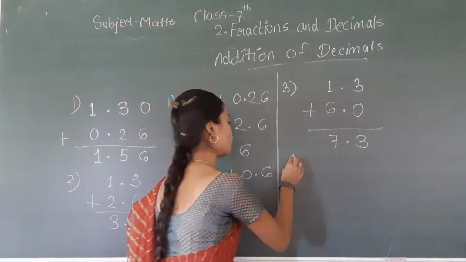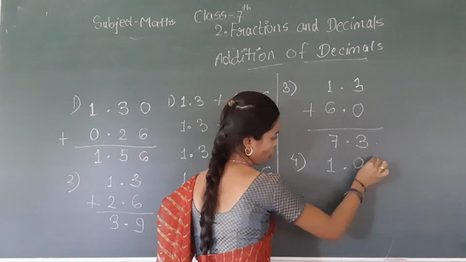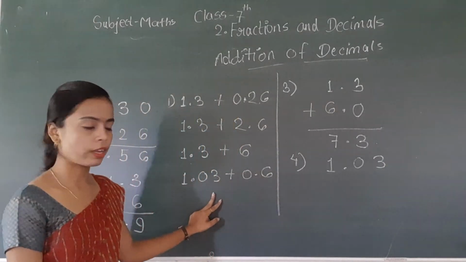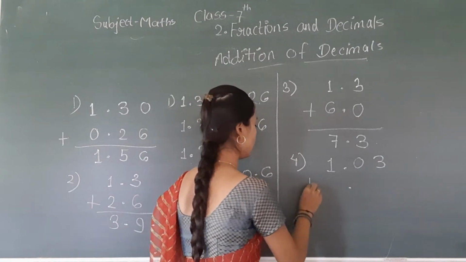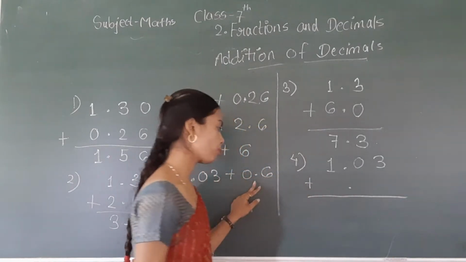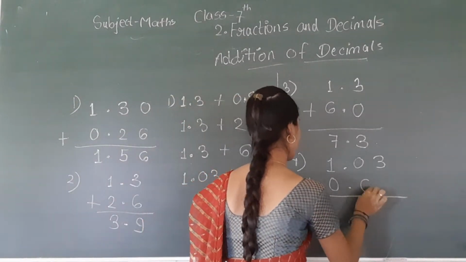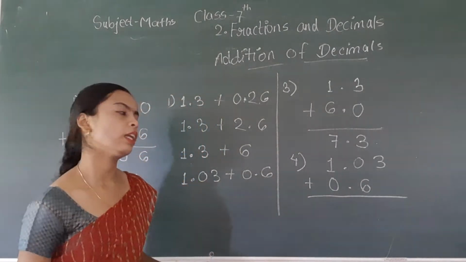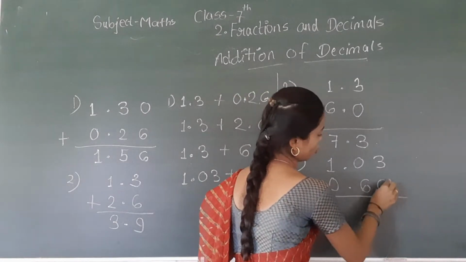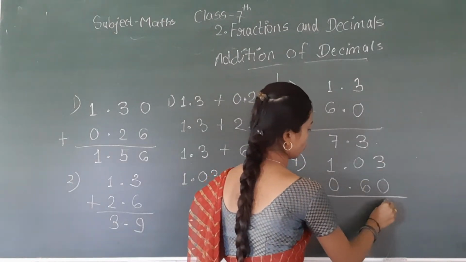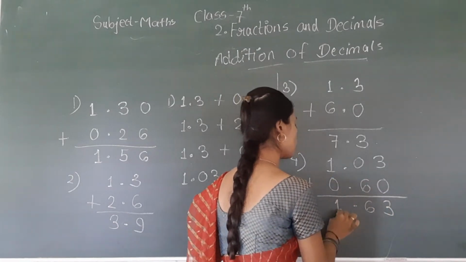Okay, now question number 4. What is your question number 4? First is 1.03. Write the decimal point below the decimal point, and after that write 0 on the left and 6 on the right. Okay, now again this place is blank, so write 0 here. Okay, so 3 plus 0 is 3, 0 plus 6 is 6, and 1 plus 0 is 1.